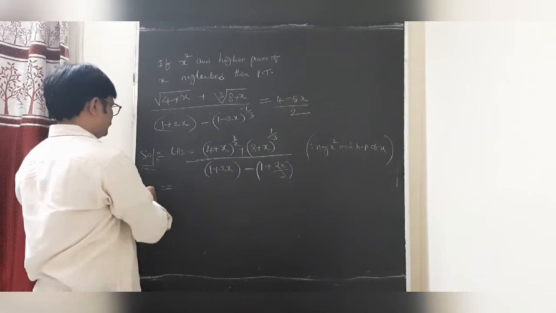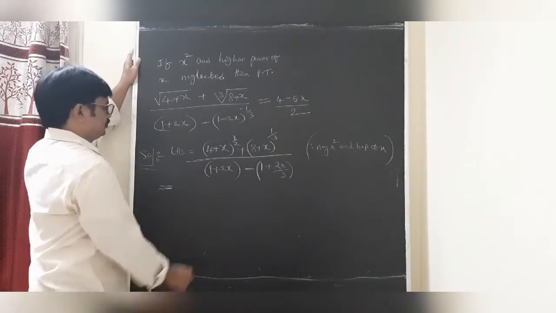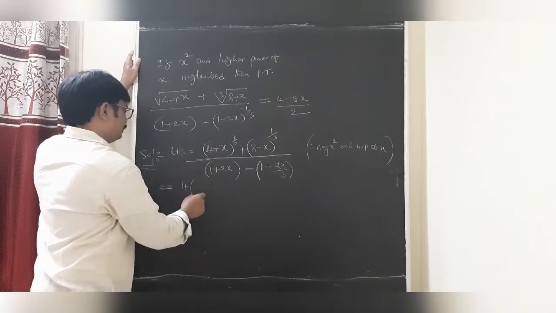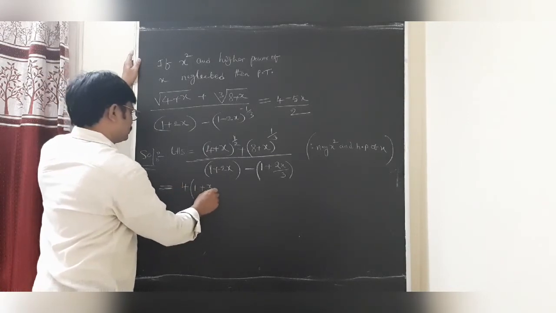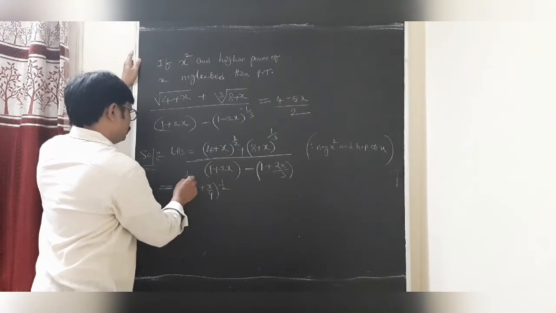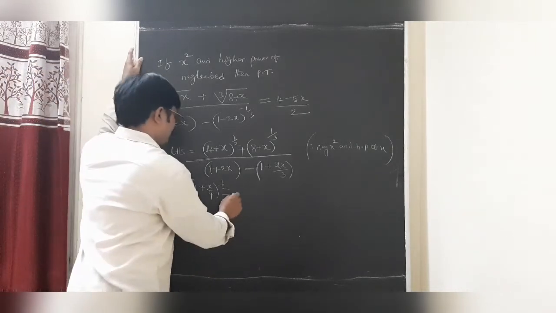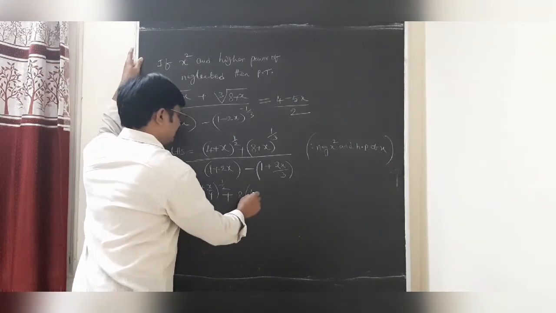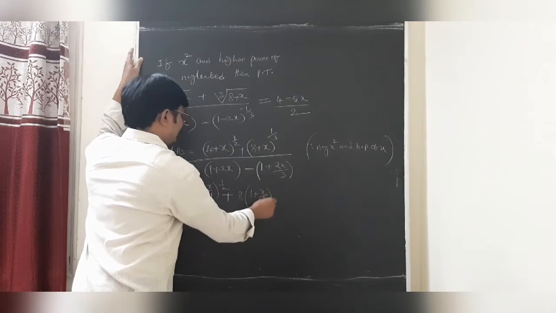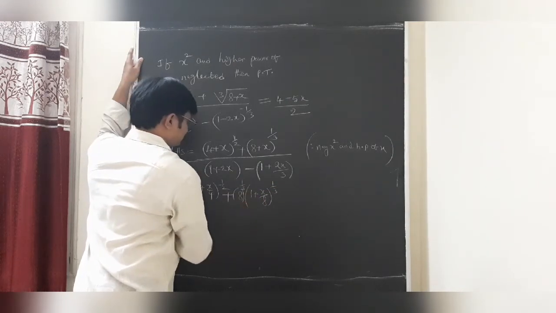Now this is what students? How can you write this? First we take 4. That is 1 plus x by 4 whole power 1 by 2. This is whole power 1 by 2. Is it clear students? After that plus 8 is the common, 1 plus x by 8 whole power 1 by 3. This is also 1 by 3.